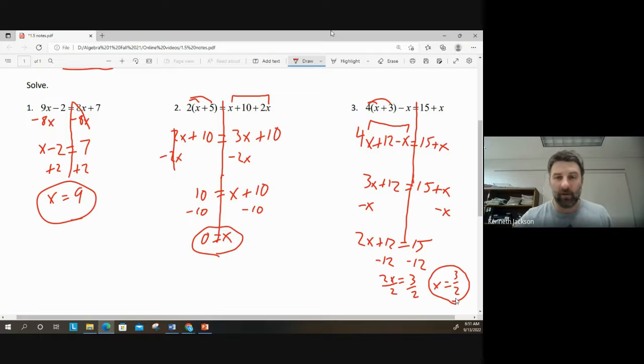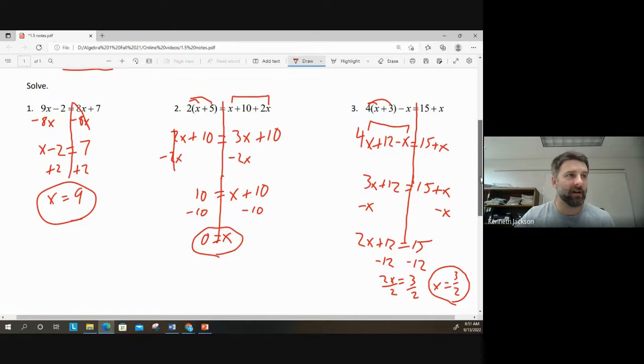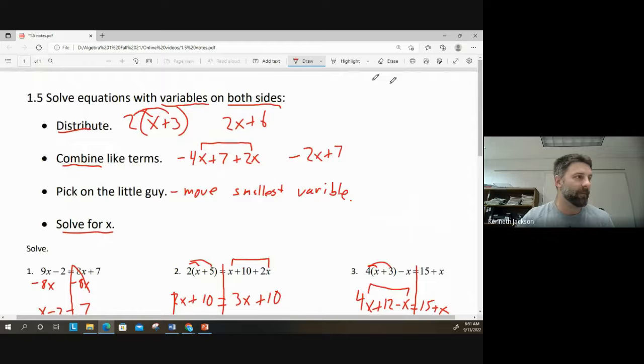So again, a quick recap here. The steps to solve have been the same and will be the same. Distribute, combine like terms. We've talked about those in sections 1.1 and 1.2. The new stuff in 1.5 would be moving the smaller of the two variables after you distribute and combine like terms, and then we're working to get x on a side by itself. Hopefully that helps. Thanks.